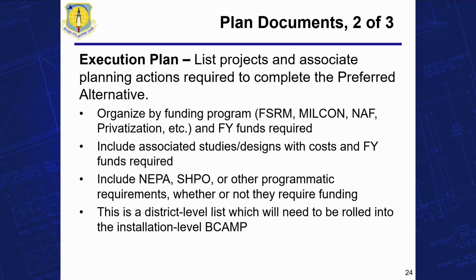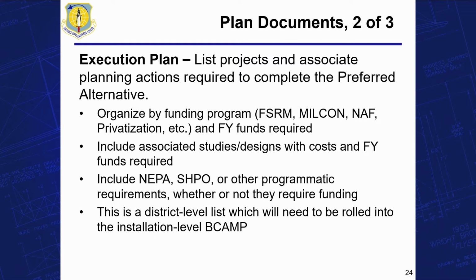The next product is the execution plan, which is a detailed list of projects and associated planning actions required to complete the preferred alternative. This is a programmatic management tool to execute the plan that we just developed. Typically, project actions should be organized by the funding program and other criteria typically used in the AFCAMP process, since that is the most effective way to prioritize, track, and manage them. But we also want to include any and all associated actions required to execute the program, not just the ones that require Air Force funding or approvals. The goal here is to complete a management tool to successfully manage the development program.